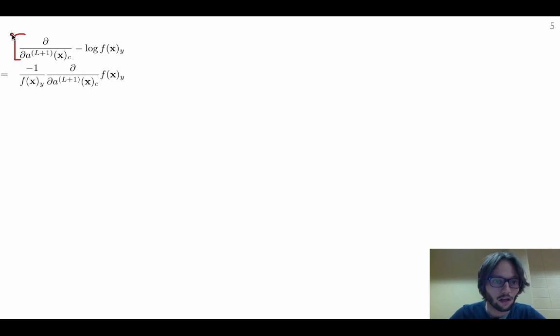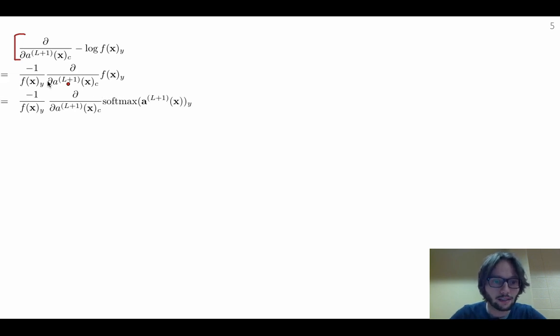Now let's first do the derivative with respect to minus log. So let's pass the derivative through minus log. It means that we will get minus 1 divided by f of xy. So that's the derivative of minus log of something. And now using the chain rule, all we'll have left to do is to multiply by the partial derivative of f of xy with respect to our pre-activation. Okay, so that's just the application of the chain rule.